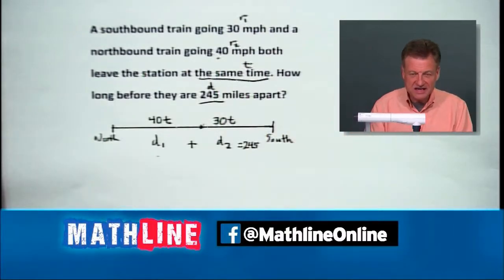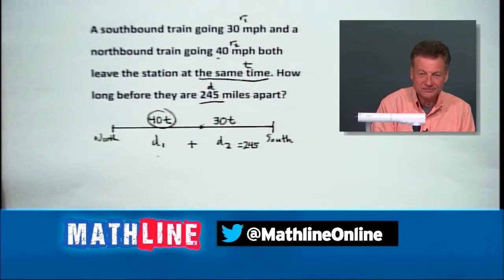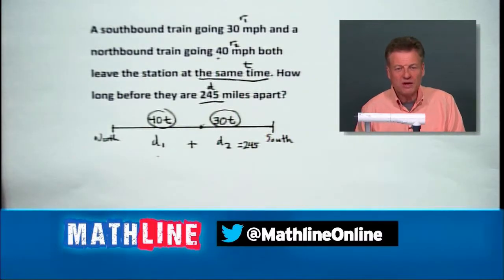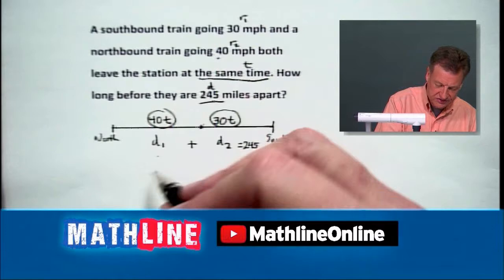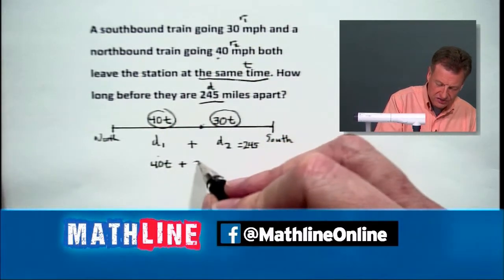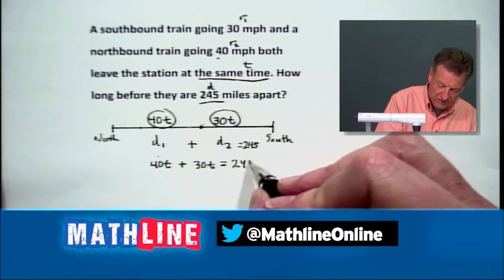So here we've got D1, which by the way is 40T. Here we've got distance number 2, which is 30T. What are we going to do according to our little formula? We're going to add these together. So let's do just that: 40T plus 30T equals our 245.